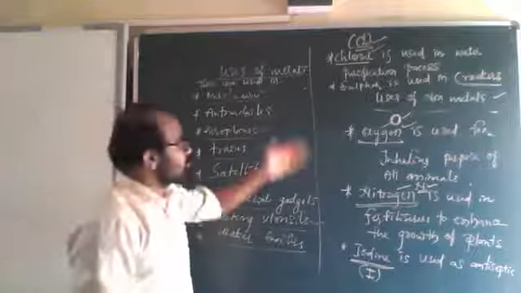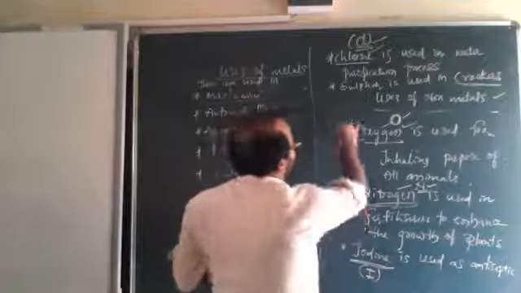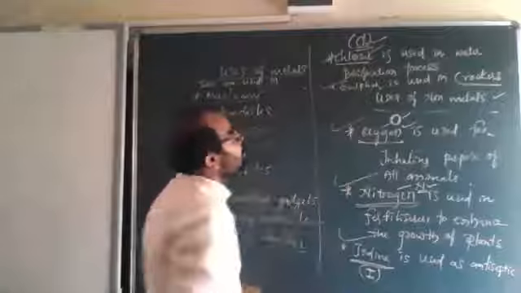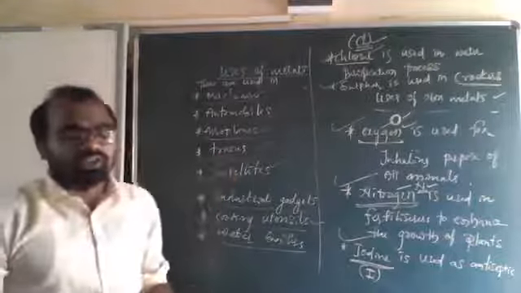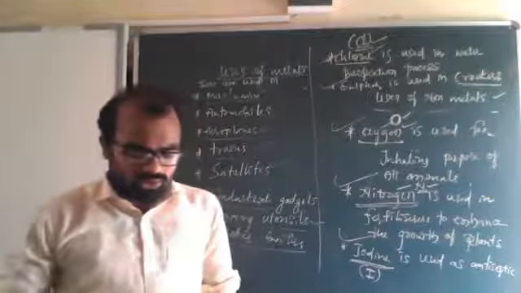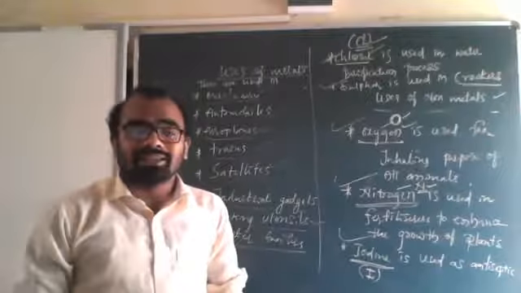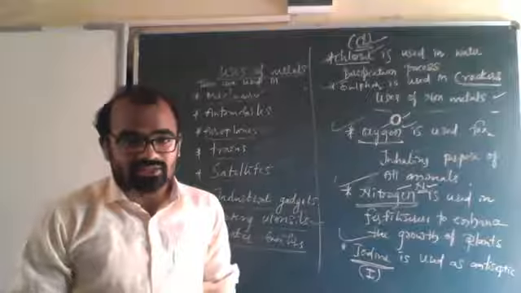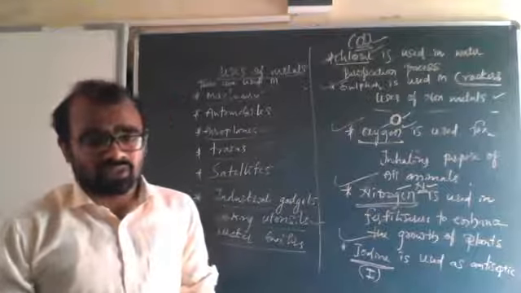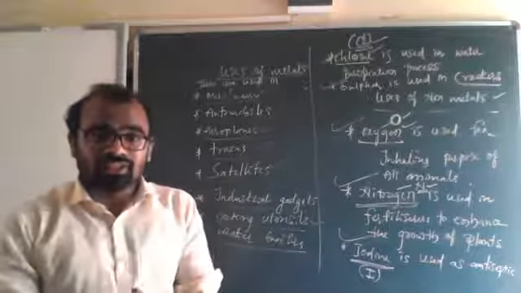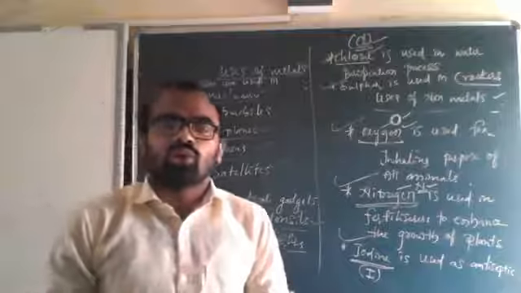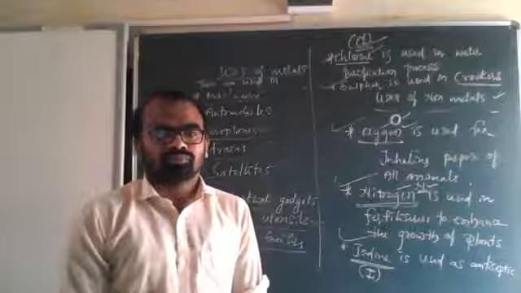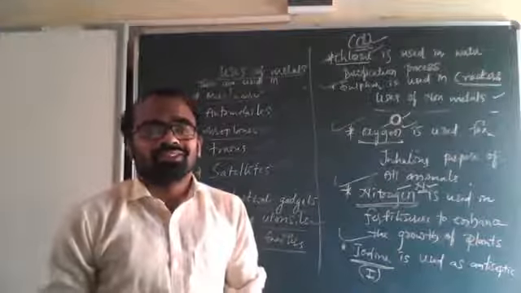And regarding non-metals, you should remember these 5 important uses. Which is used in which thing? First one, oxygen is used in the inhaling process of all animals. Nitrogen is used in fertilizers. Iodine is used as antiseptic. Sulfur is used in crackers, and chlorine is used in the water purification process. So you should remember all these things.